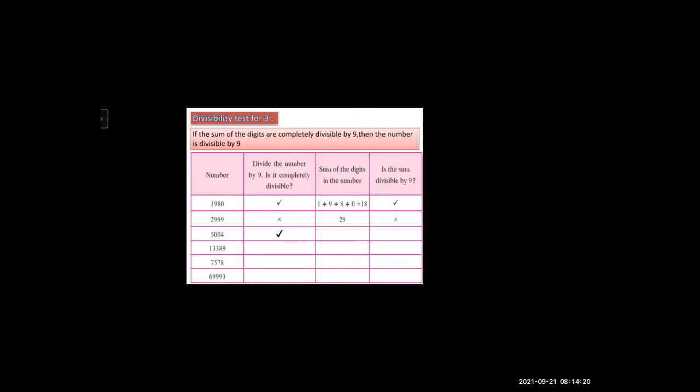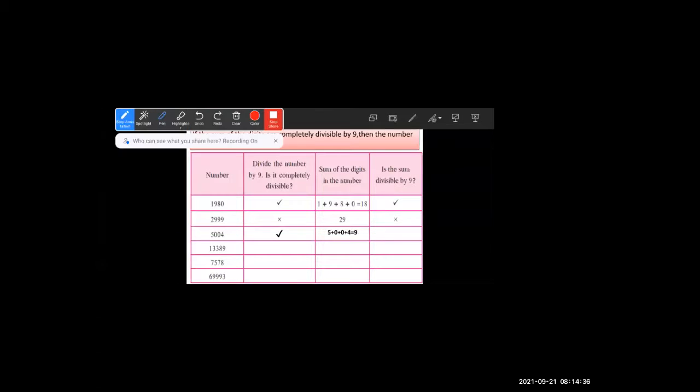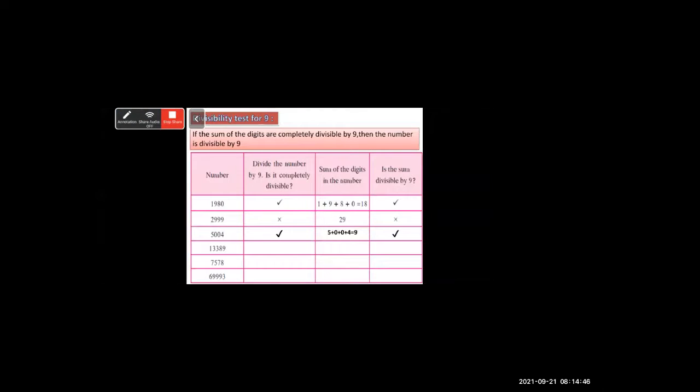Instead of this, we are just going to add the digits of this number and then check whether the sum of the digits is divisible by 9 or not. Here we are getting 9, and 9 comes in the table of 9. 9 ones are 9. So we will say that this number is divisible by 9. Now, no need of dividing and checking this. Instead of that, just add the digits of this number.